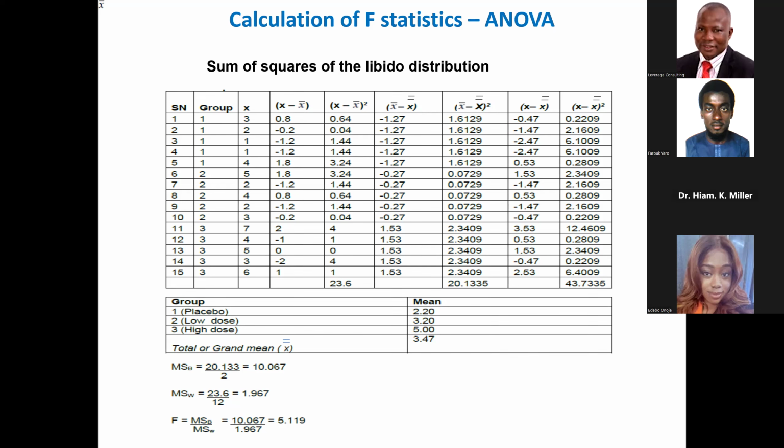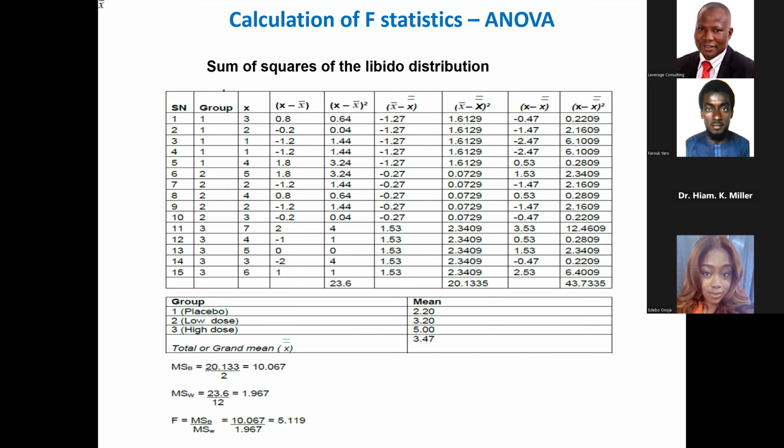Third column is the mean, is the value. That is the libido of each person. Now, the first thing we want to do, for each of the values within each group, is remove the mean of each group from each value.